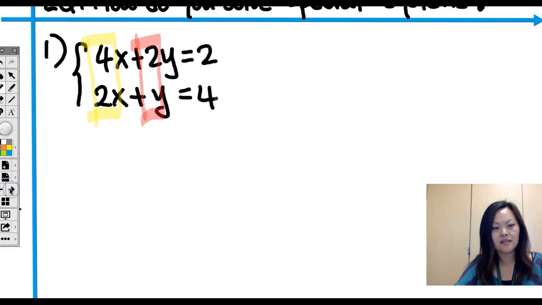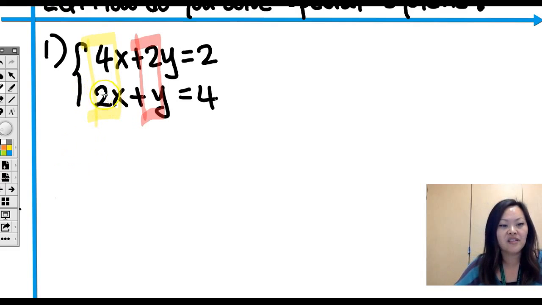Okay, so let's take a look at this question right here. How do you solve special systems, right? And so this is a set of systems. Okay, so a system of linear equations, right?